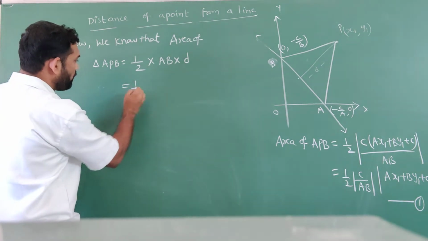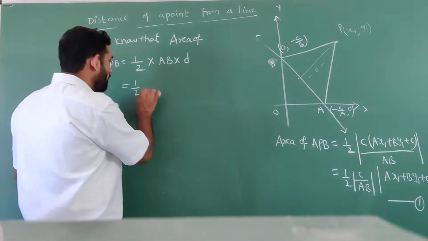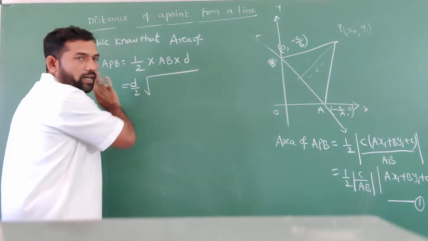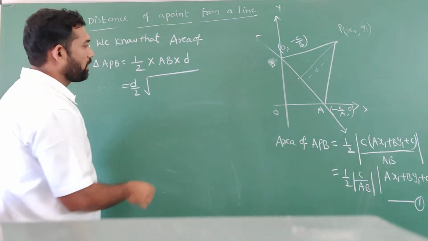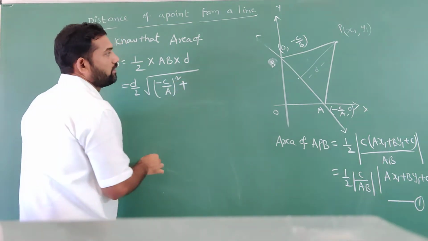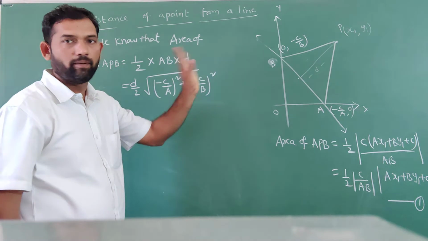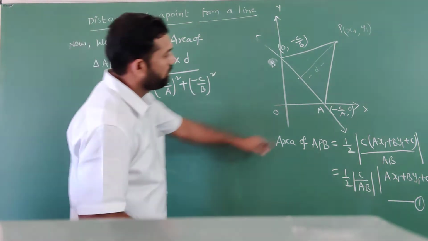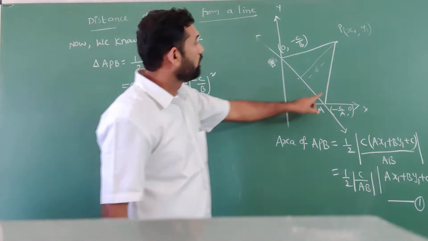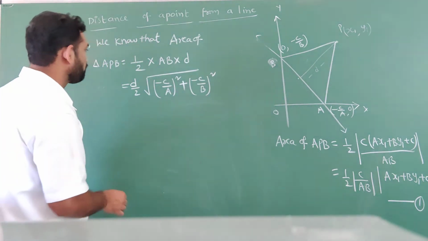Now half into AB means the distance between 2 points formula you have to apply. So root of D by 2 outside. Next, AB distance formula apply: minus C by A minus 0 whole square, plus minus C by B minus 0 whole square. Minus 0 will be 0. I will write C by B whole square only.